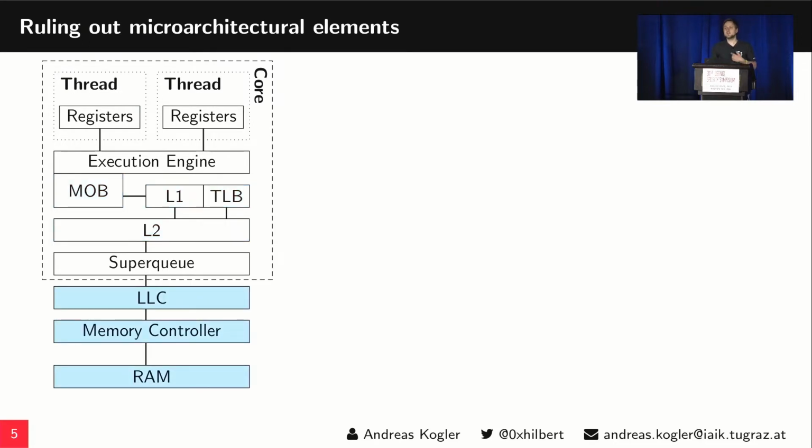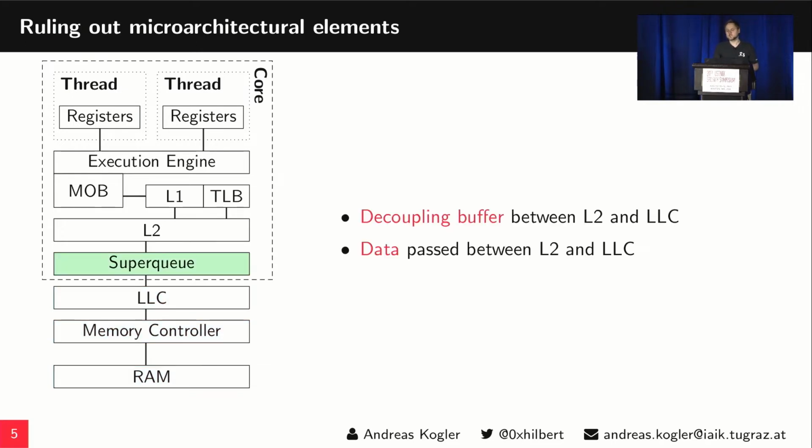The next experiment was to go the other way around. We take a look at whether we can leak data from the RAM or from the last level cache, so the shared cache of the CPU. And also there, we didn't see any leakage. However, we saw leakage when the data is passed between the cores. And we concluded that we leak from the superqueue.